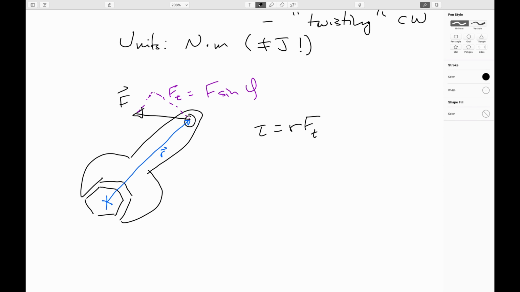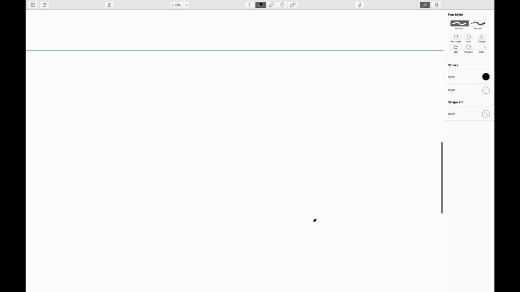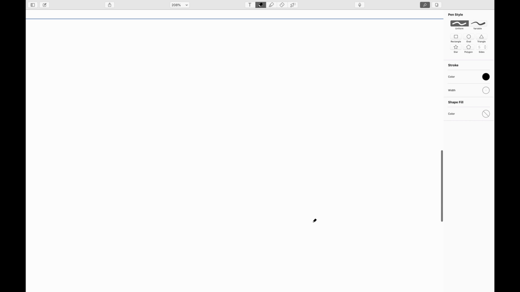Alrighty, so let's say you have more than one force being applied on something. These forces could be attempting to cause the object to twist in different directions. So again, I want to be abundantly clear here. Torques are due to forces. They're not a different physical quantity. It's only just trying to describe how a force is making something twist.